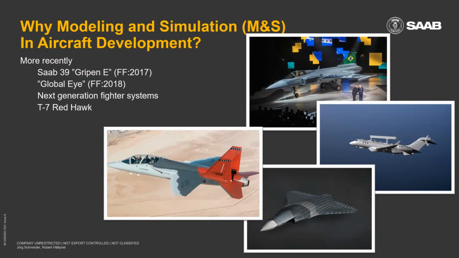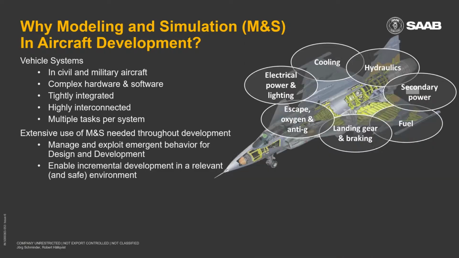Before pointing out what has become different, just using general vehicle systems as an example. These are general vehicle systems, which both Jörg and I work with. They are aircraft subsystems that exist in both military and civil aircraft. So cooling systems, hydraulics, fuel system, etc. Nowadays, we also classify propulsion systems as a general vehicle system.